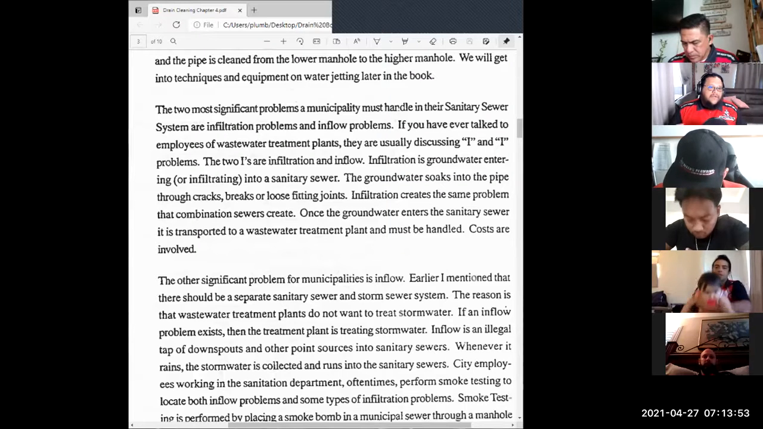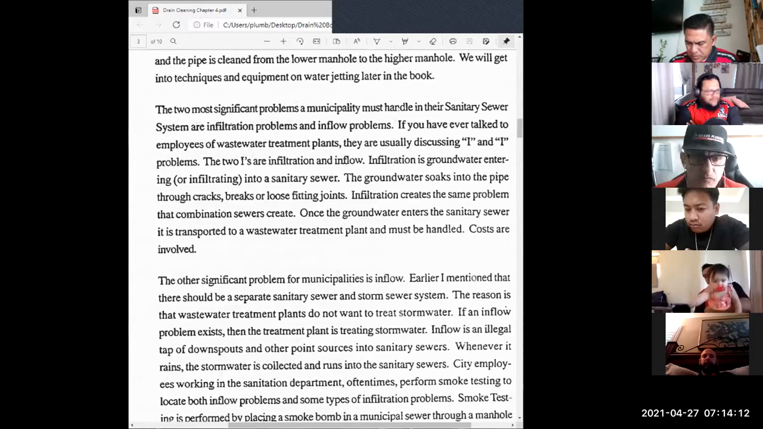So the two most significant problems a municipality must handle in the sanitary sewer systems are infiltration problems and inflow problems. I guess the term is used as I and I. The I's are for the infiltration and inflow.